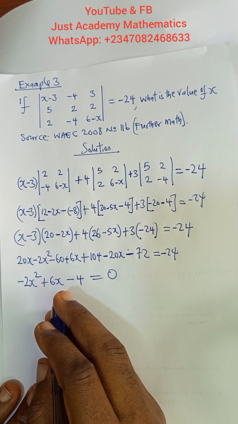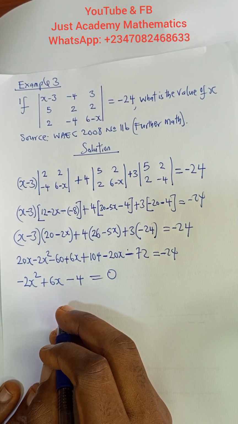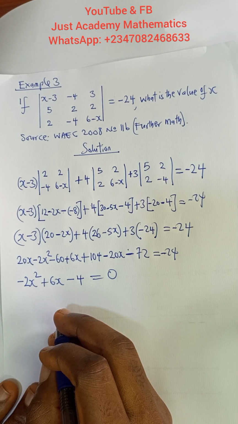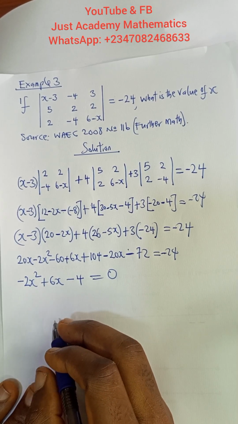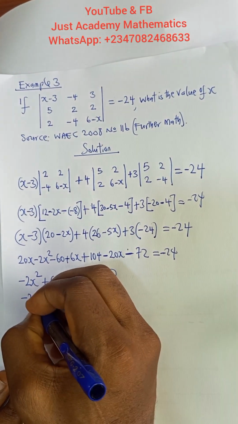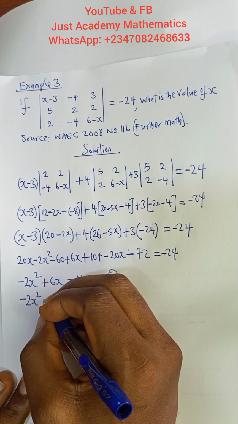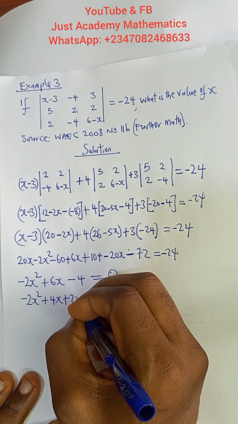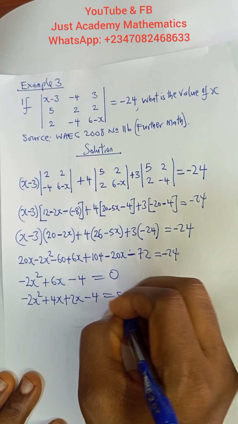That is plus 8 plus 6. That will be plus 8. 2 going into 8 is 4. So that is 4 and 2. 4 and 2 will work. So we have minus 2x squared plus 4x plus 2x minus 4 equals to 0.